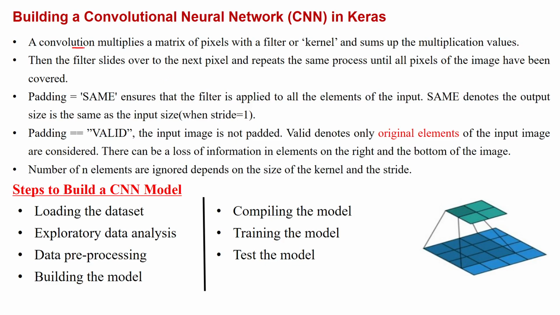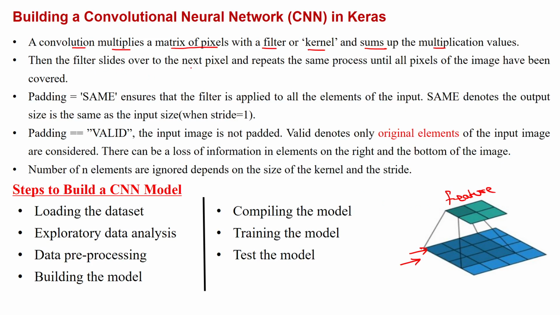Here the convolution is the process of multiplying the matrix of pixels of a given input image with a filter, also called a kernel, and the multiplication of each and every pixel with the kernel values are added to form a scalar value. So here the feature map is forming. This is the feature map after the convolution process. So here the filter is sliding over the input image, based upon which the feature map is created.